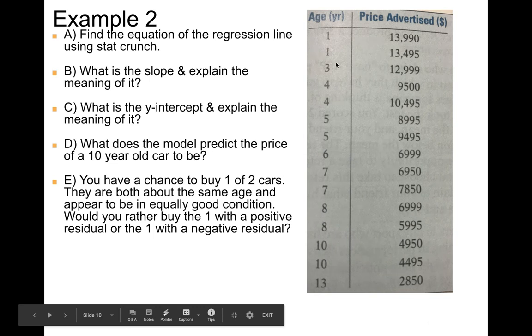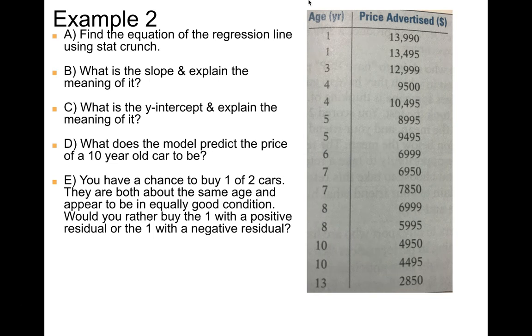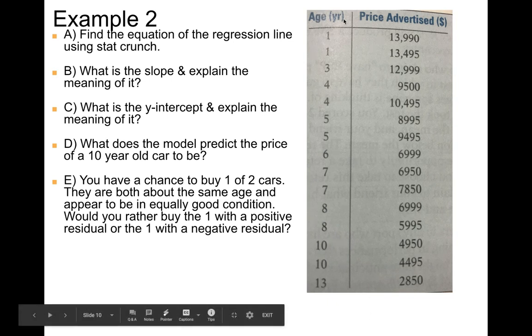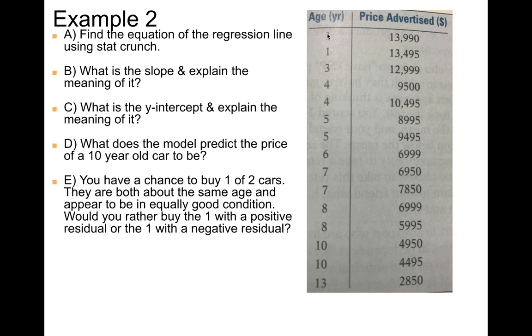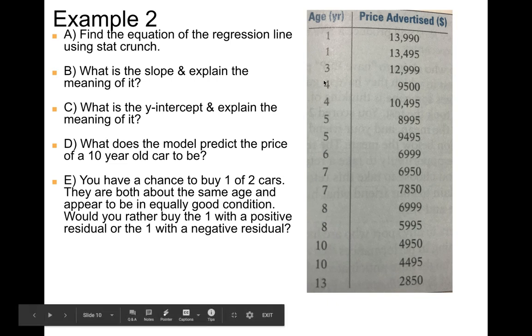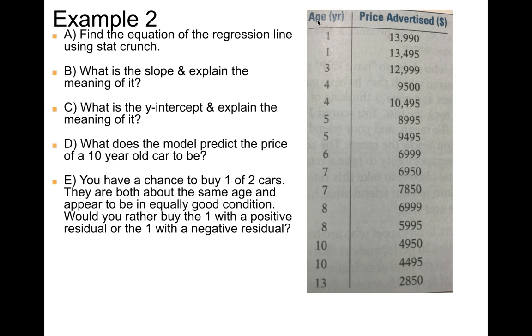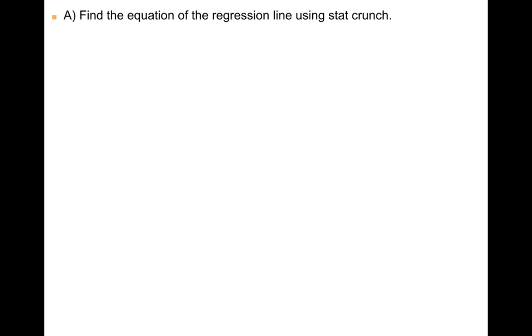I talked about this in the previous chapter, in chapter 7. Once you put this data in, if you click at the top of each column, so if you click at the top of column 1, I could actually title it age. I can go to the top of column 2 and title it price. So I put all that data in StatCrunch, and now I'm going to use that to answer these questions.